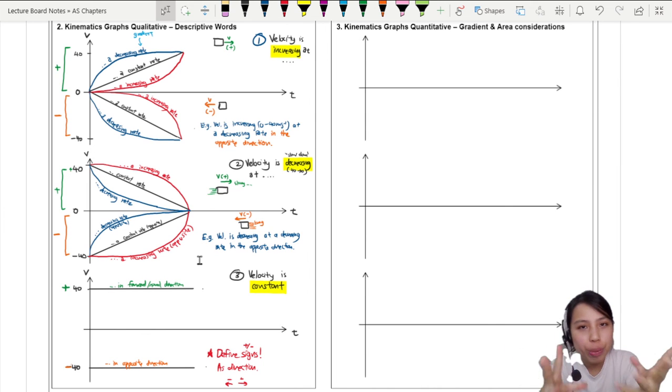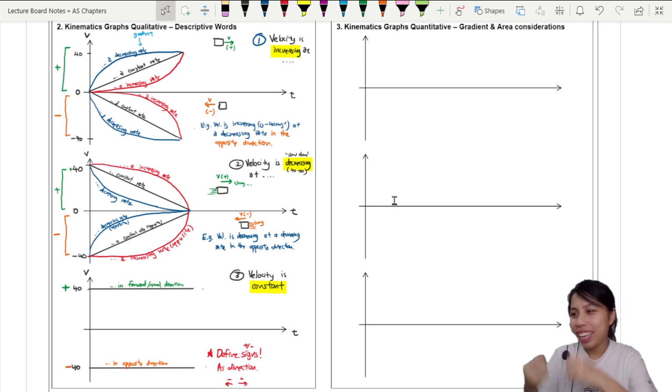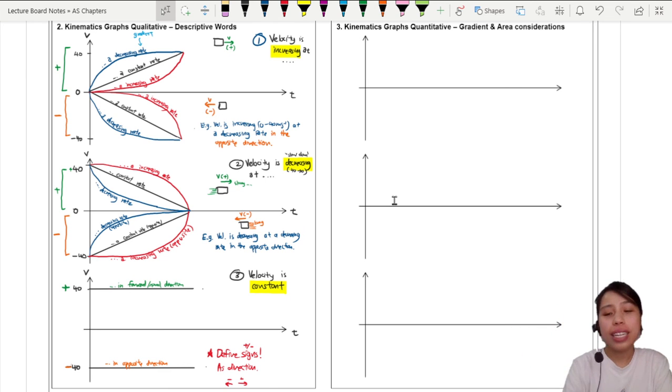Now know your description words, because coming up next, we are going to look at how you translate a real life scenario into a graph and link together all the graphs of velocity, acceleration and displacement in terms of mathematics. So gradient, dy/dx and area under the graph. Okay, so see you in the next video.